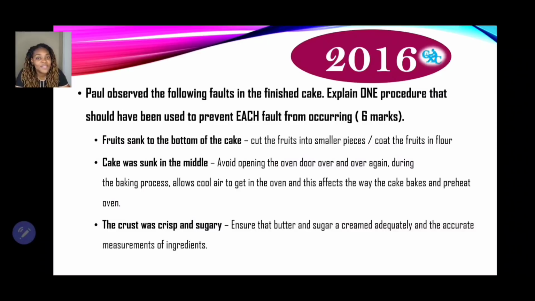How many times have you been at school and you're so anxious that you're checking on your cake, or the teacher said to you, don't open the oven too often because the cake will fall? Or you may hear, don't open the oven to check on the cake until a certain amount of minutes. All right? So avoid opening the oven door over and over again during the baking process, right?